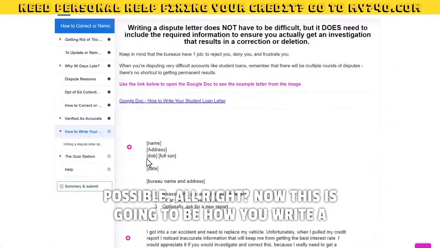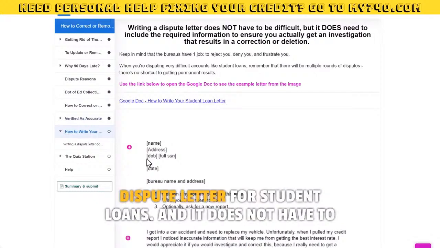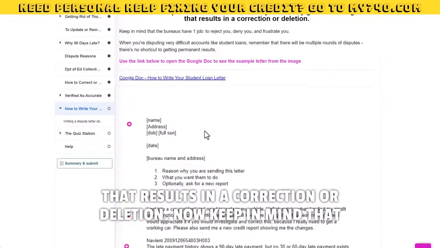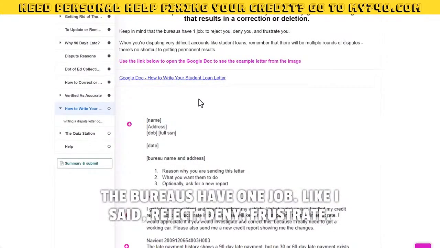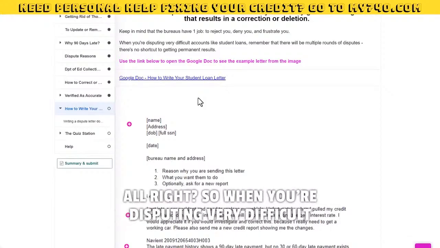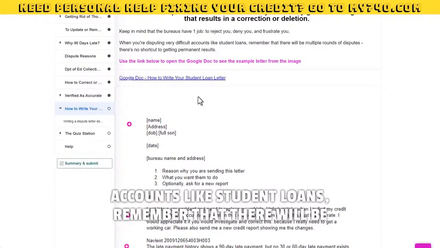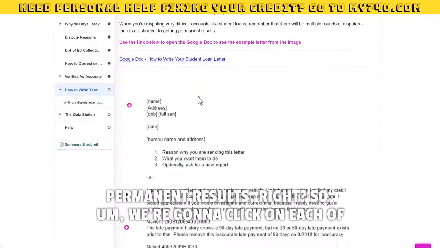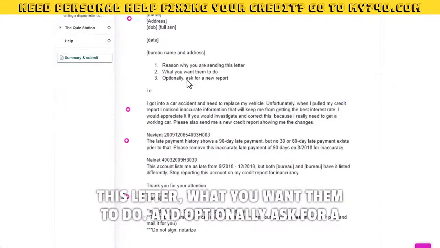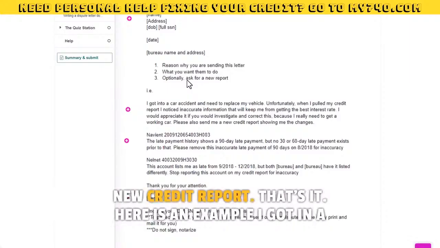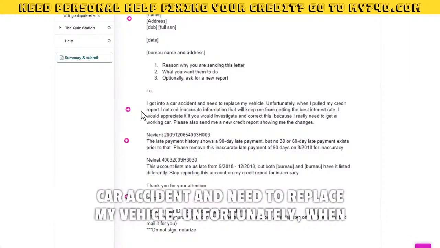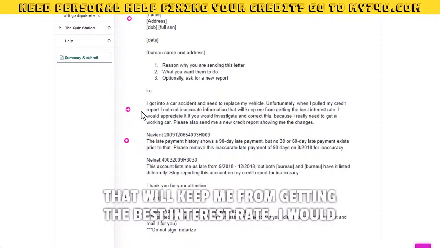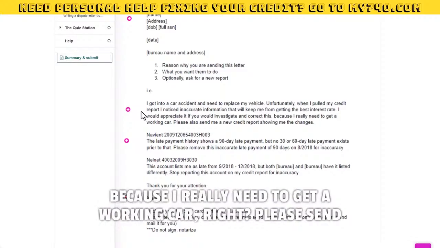This is how you write a dispute letter for student loans. Include required information to ensure an investigation that results in a correction or deletion. Keep in mind that the bureaus have one job: reject, deny, frustrate. Disputing difficult accounts like student loans, remember that there will be multiple rounds of disputes and there's no shortcut to getting permanent results. Tell them why you're sending this letter, what you want them to do, and ask for a new credit report. Example: I got in a car accident and need to replace my vehicle. When I pulled my credit report, I noticed inaccurate information that would keep me from getting the best interest rate. I need a working car.